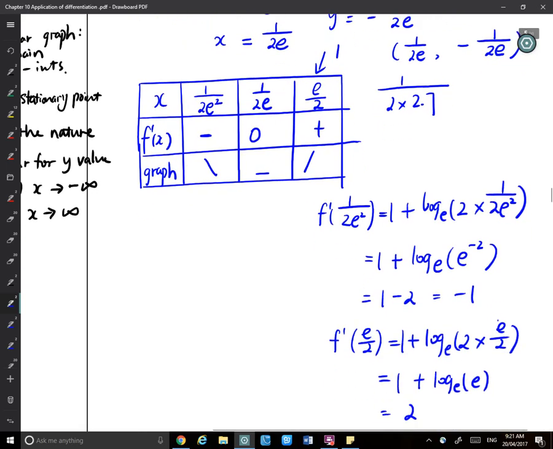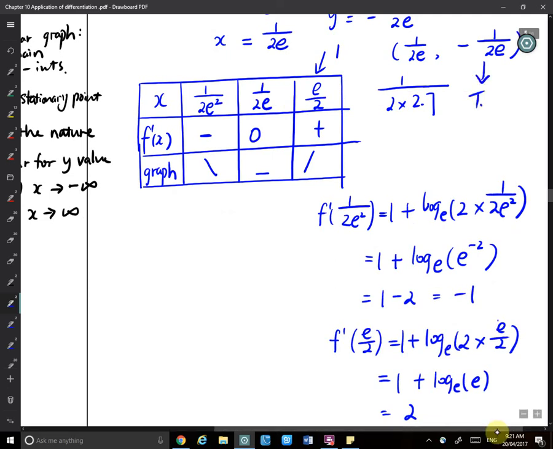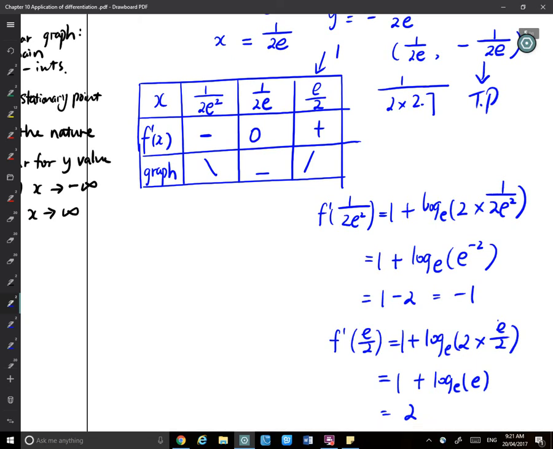I don't have enough time to continue. I'll ask you to think about what the shape of this graph is.